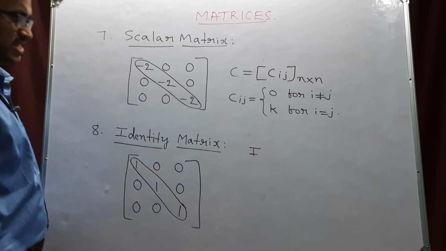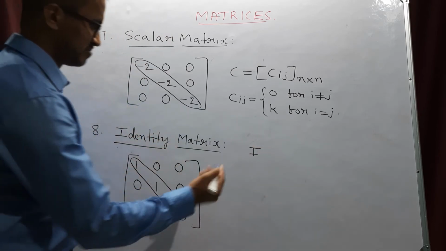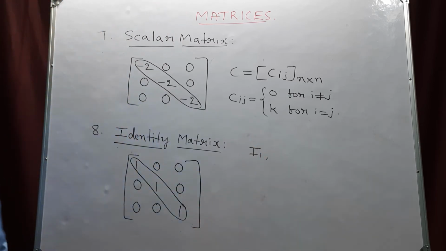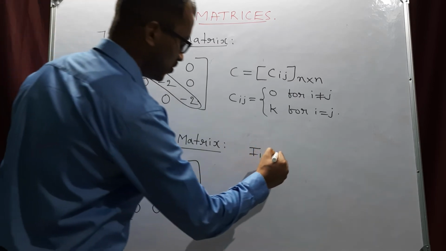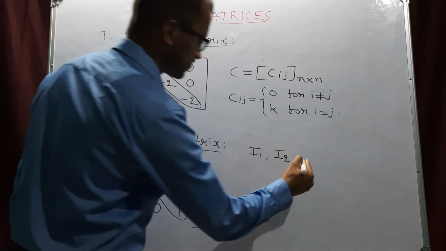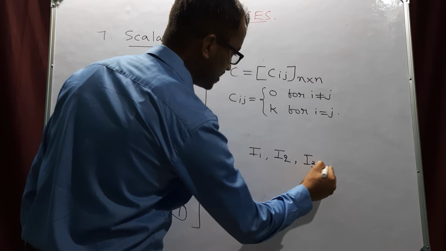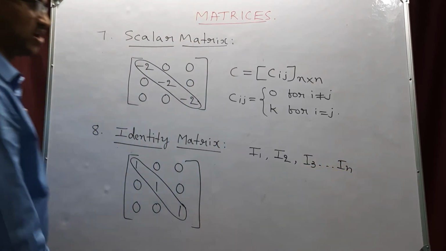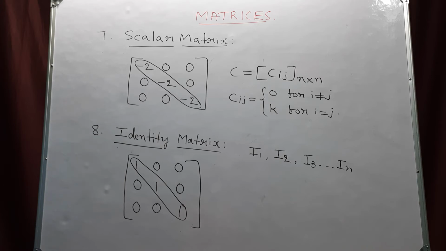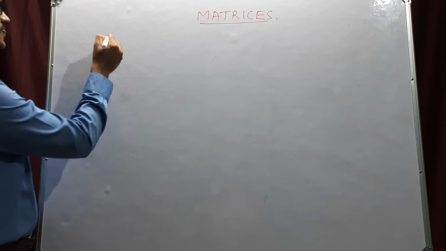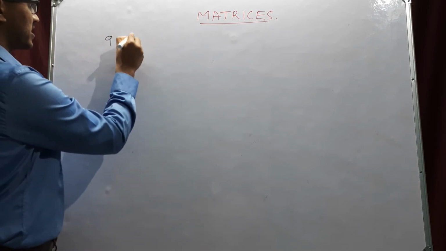Again, if you want to represent the order, we can write it like this. I1 means identity matrix of order 1, I2 means identity matrix of order 2, I3, and so on. In means identity matrix of order n. So next one, triangular matrices.